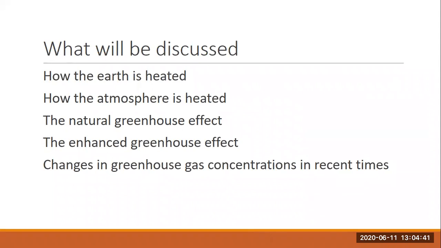So what will be discussed in this webinar? First of all, we're going to talk a little bit about how the Earth is heated from the sun. Then we're going to get into how that energy, that heat that is received from the sun, in turn gets transferred to the atmosphere, and then how that energy goes back out into space. And then the main topic that we're going to be talking about is the greenhouse effect. Some of you may be aware that there's a natural greenhouse effect and then something called the enhanced greenhouse effect, so we'll be talking about what both of those things are. And then we'll also be talking about greenhouse gases in particular, and their concentrations and how they've changed in recent times.